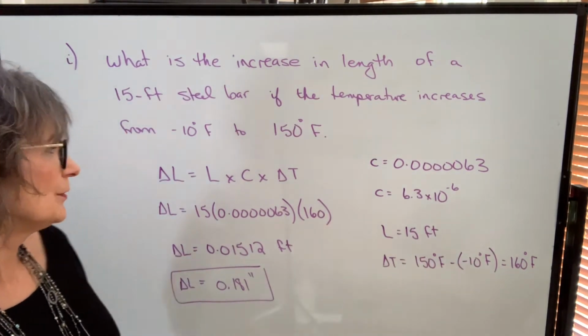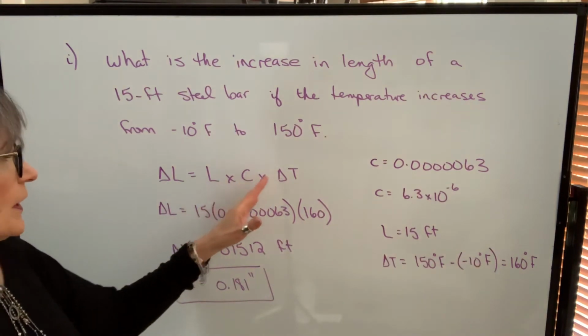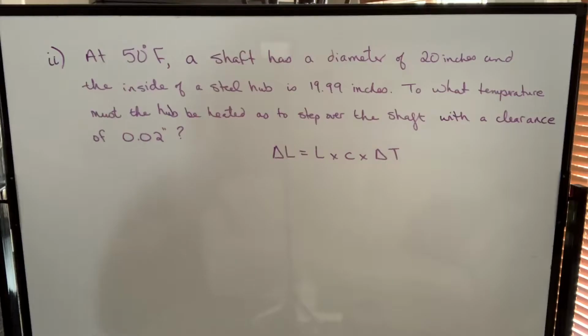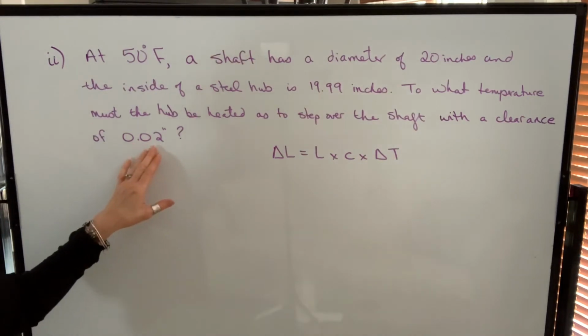Let's try an example where we are going to find one of these values when we know what change in length we want. Our next example says at 50 degrees Fahrenheit, a shaft has a diameter of 20 inches, and the inside of a steel hub is 19.99 inches in diameter. To what temperature must the hub be heated as to step over the shaft with a clearance of 0.02 inches?